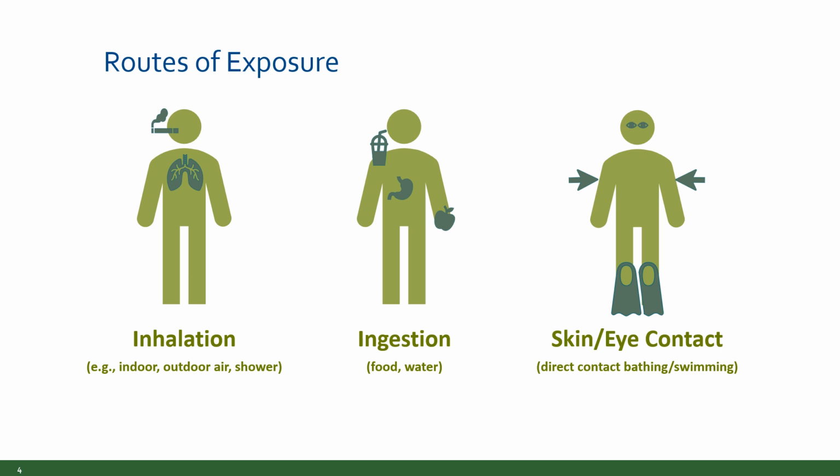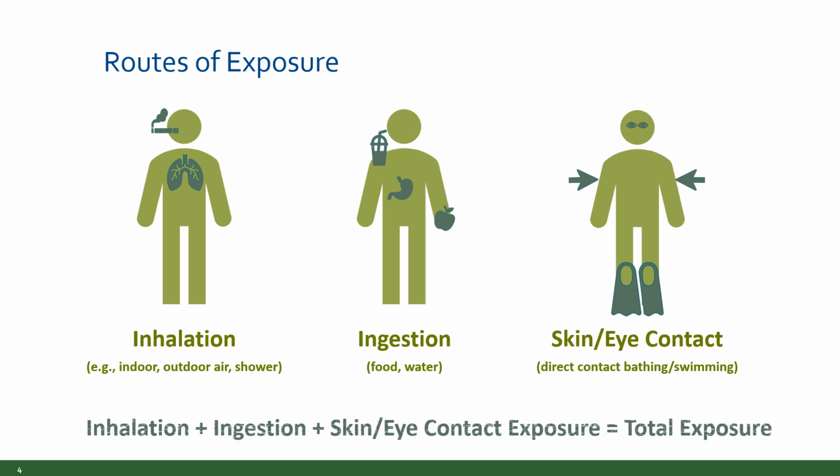We may ingest contaminants when they are present in the food that we eat and water or beverages we drink. Finally, our skin and eyes may absorb certain contaminants. For example, when we are bathing or swimming, or as we handle certain materials. When you are bathing or swimming, you may also accidentally swallow small amounts of water, and this incidental ingestion is another pathway for exposure. Your total exposure is the combination of all contaminants absorbed through inhalation, ingestion, and skin or eye contact combined. This varies between individuals and across communities.